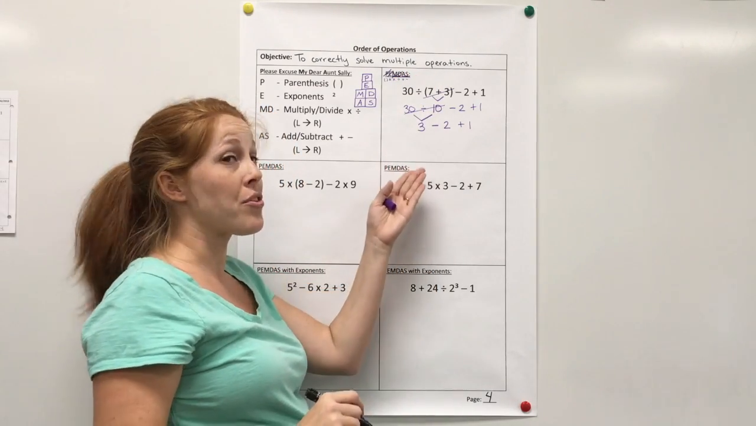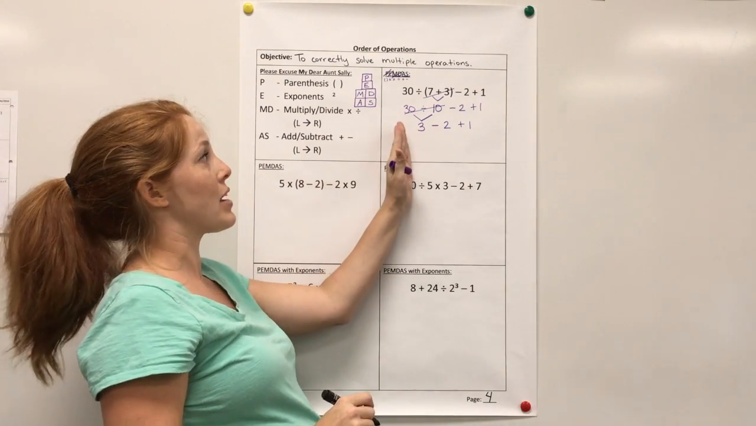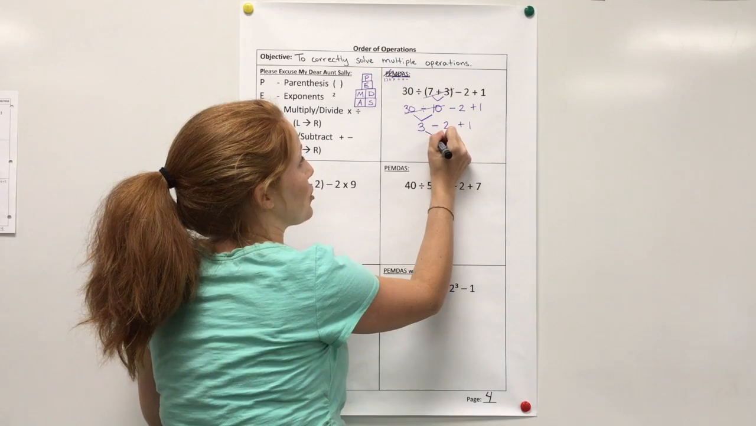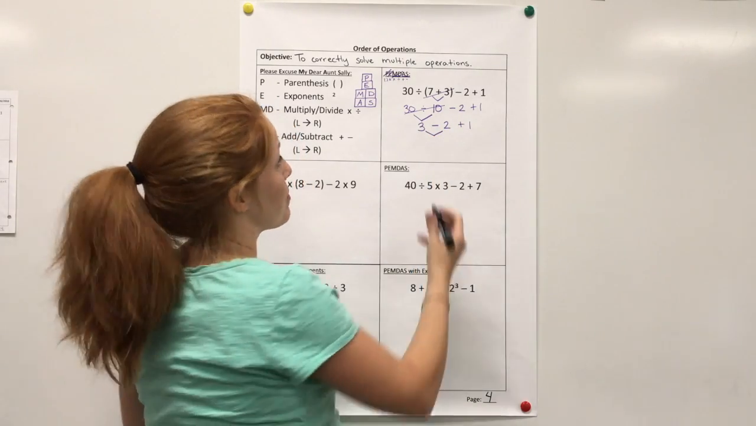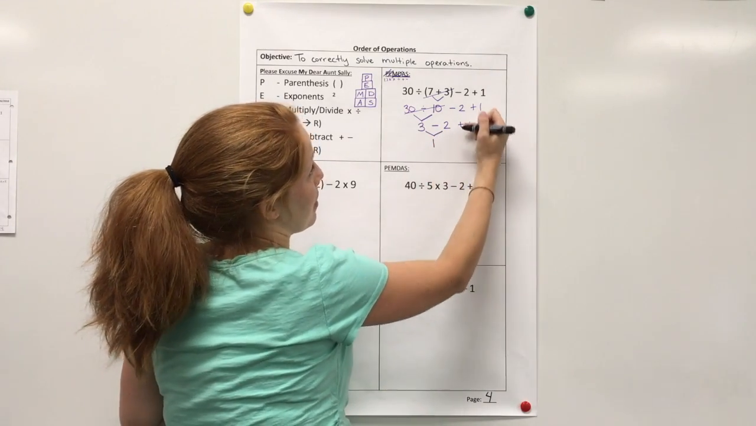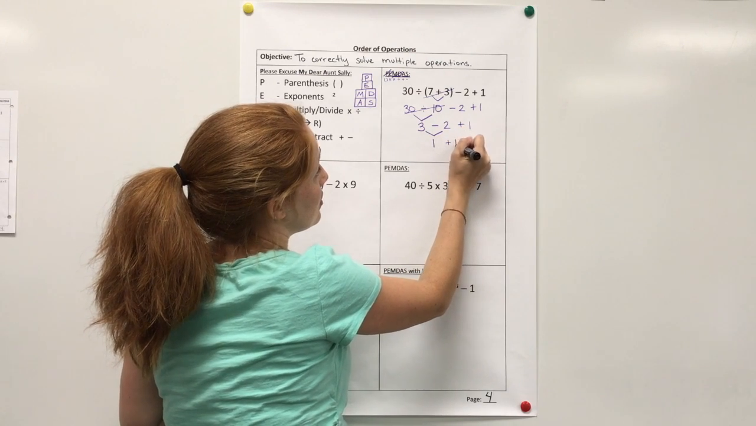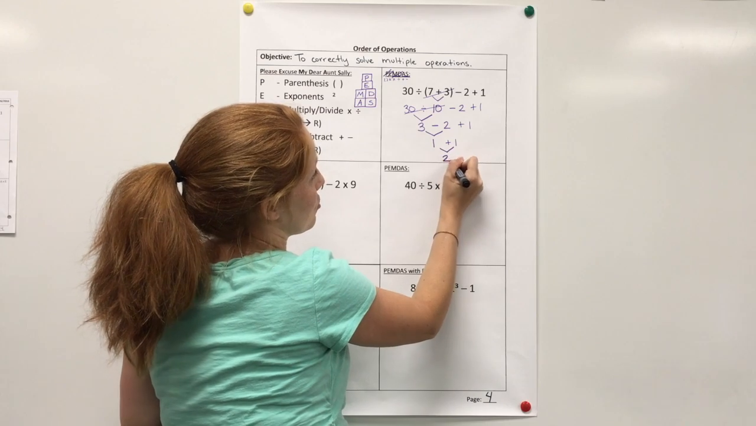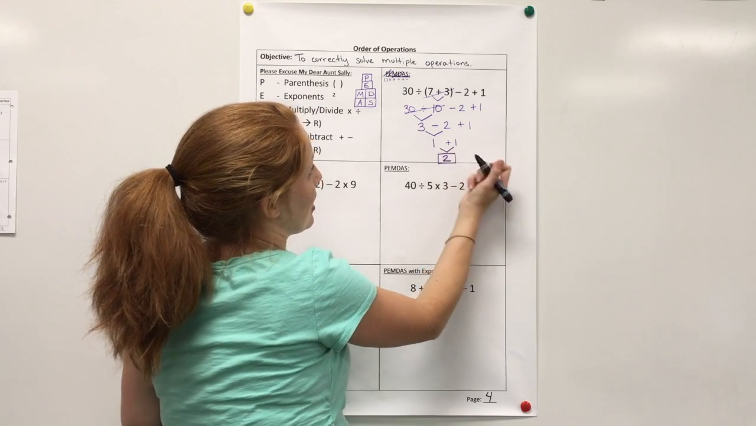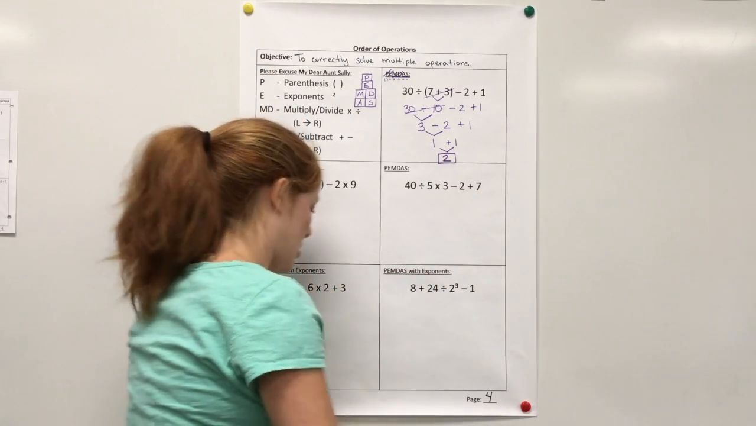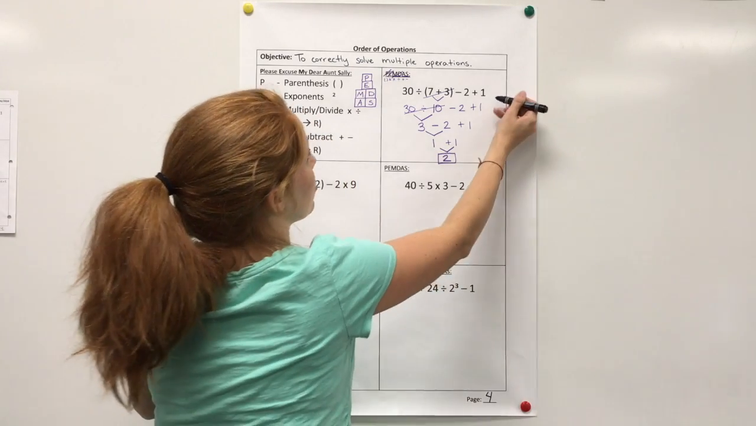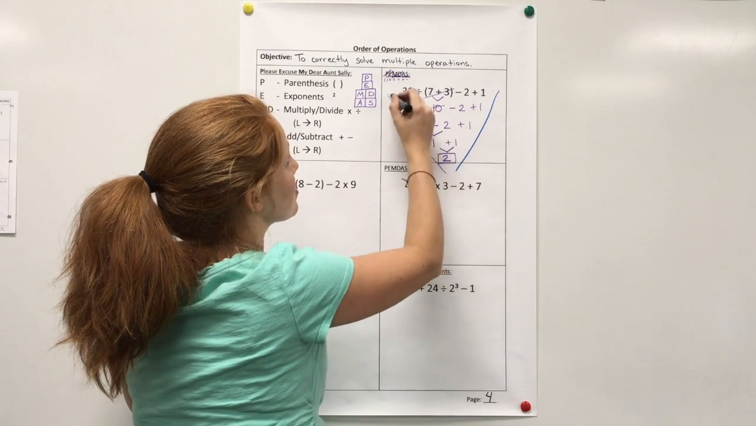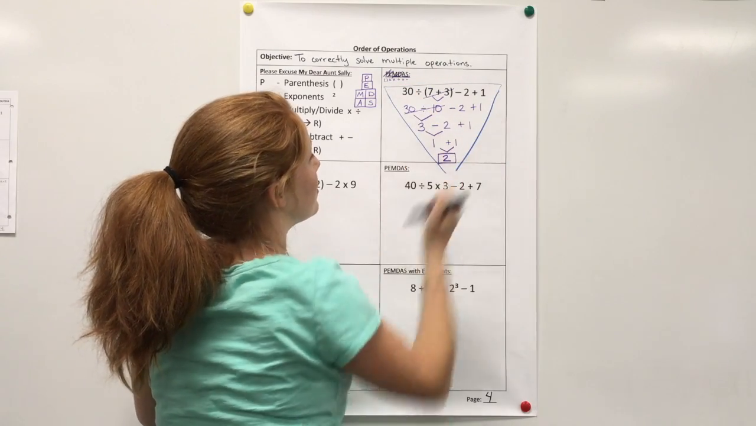Well, I have both. And since I need to go left to right, I'm going to start over here and slowly go over. And I hit subtraction first. So I'm going to subtract. 3 minus 2 is 1. I bring this down. And then I have my last step. 1 plus 1 is 2. And as you can see, it slowly is narrowing down. And it sort of looks like a slice of pizza.